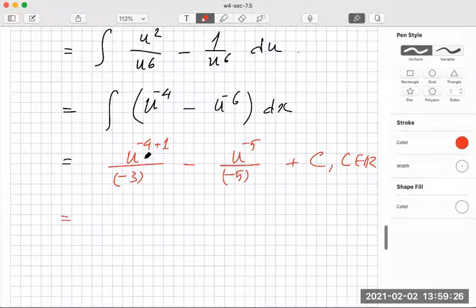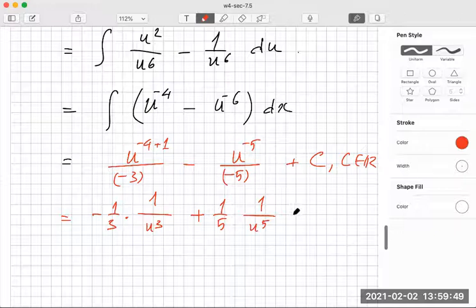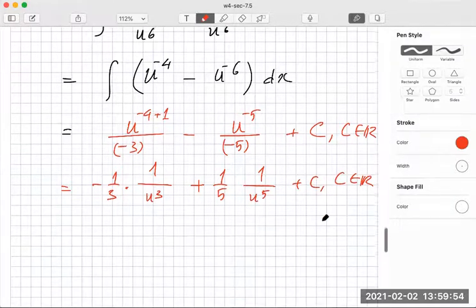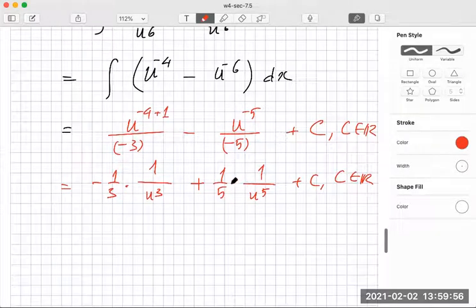Now let us simplify it. This guy becomes negative 1/3 of u to the negative 3, or we can write it as 1 over u cubed, right? This guy, negative 1/5 here, gives us plus 1/5, 1 over u to the 5 plus C. Okay? Subtraction, negative of negative becomes positive.